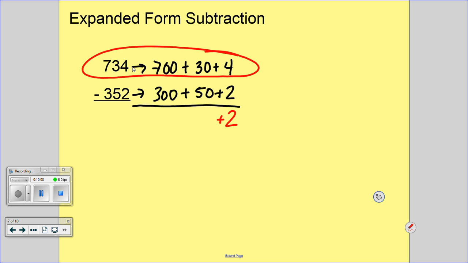Alright, scoot over to our tens. Starting at the top. 30 subtract 50. Can I do that? Easy, easy. No. No. What do I need more of, Catherine?